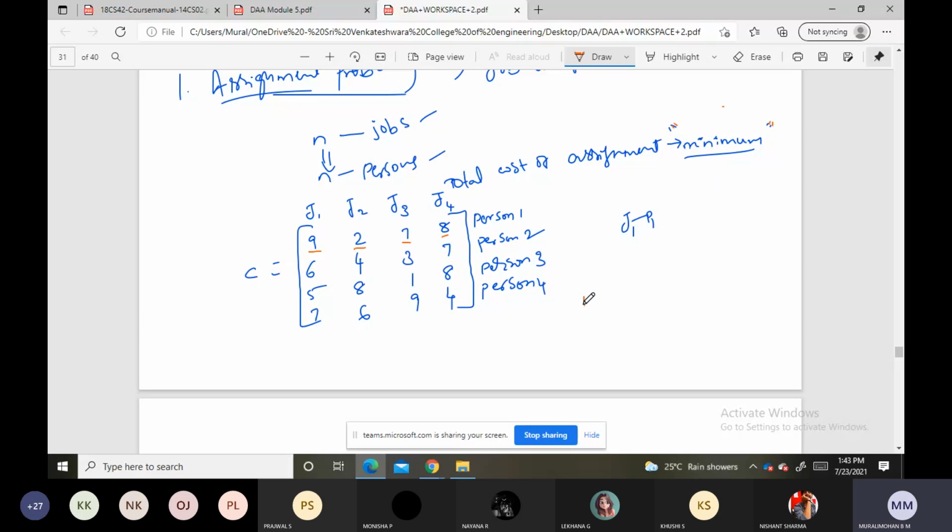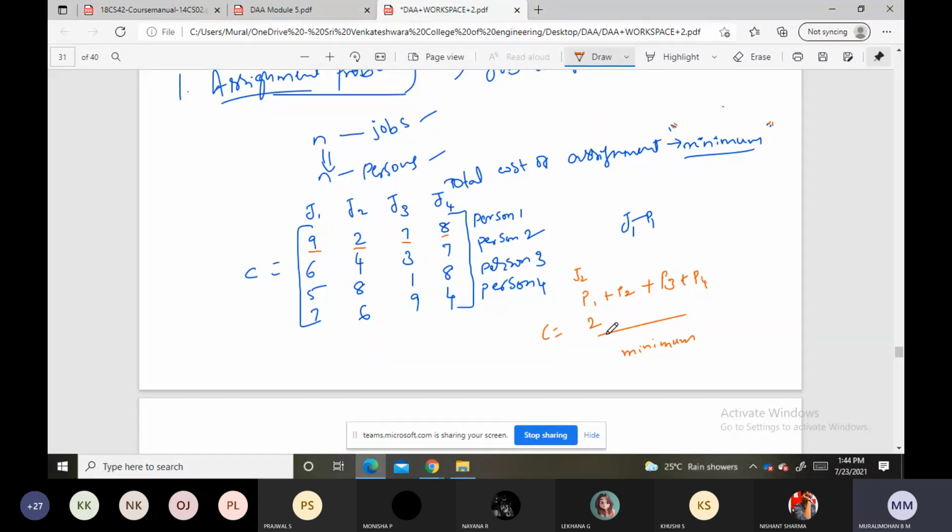So person 1 assignment plus person 2 assignment plus person 3 assignment cost plus person 4 assignment cost, the total of this should be minimum. Suppose job 1 is 9, job 2 is 2, job 3 is 7, job 4 is 8. So I will assign job 2 for P1, the cost is 2, so that the cost is minimum, 2 only.